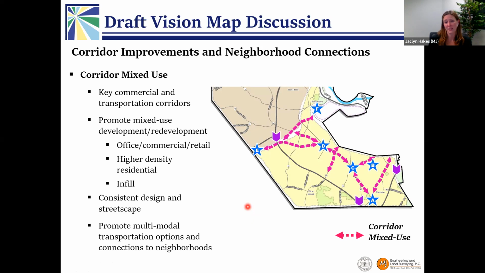And so expanding on that and focusing opportunities for redevelopment and infill, because this is an area where infrastructure already exists in the community. Again, here, thinking about consistent design and aesthetics for buildings and your streetscape. What do your streets look like? How do they function? Promoting, again, multimodal transportation options and linking to neighborhoods. And those links don't necessarily have to be vehicular links, but they can be pedestrian and bicycle links.